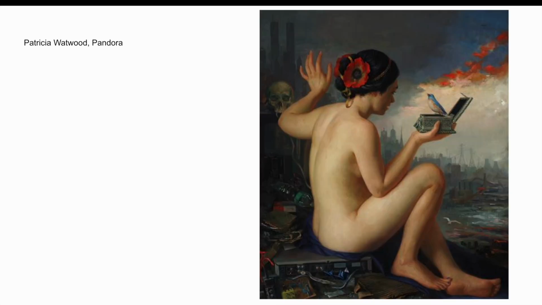All right, another one of Patricia's paintings. This is Pandora, Pandora's box, an allegorical figure, another woman as the downfall of all mankind. You can see she's putting this allegorical figure from ancient Greece into modern society. You can see all this garbage she's sitting on, a city in the background, and poppies in her hair. Red poppies are symbolic of death.